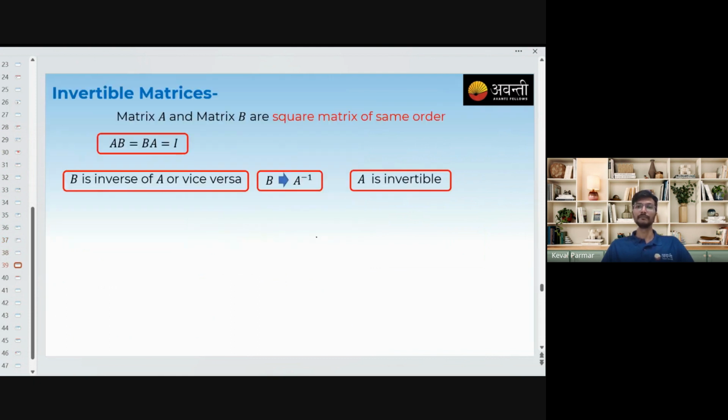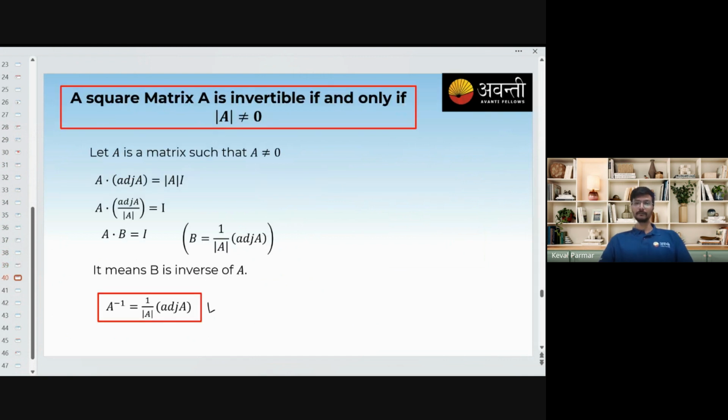Invertible matrices. The two matrices are said to be inverse of each other if their product gives identity matrix. That means I can say B is A inverse or A is B inverse. What is the formula for inverse? It is 1 upon determinant of A into adjoint of A. I hope you remember this formula. This formula is very useful, guys. Very useful. Here basically I have derived it, but only for the purpose that you understood.